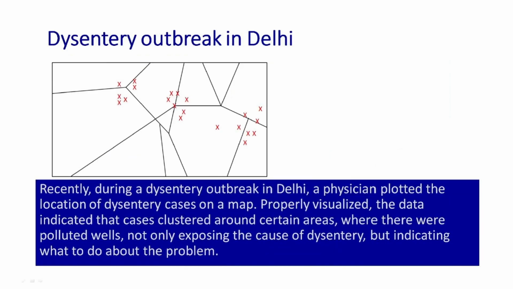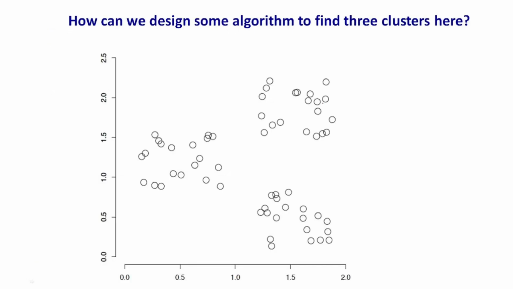So, let me give you an example. Let us say you have a dysentery outbreak in Delhi, and somebody is trying to plot these outbreaks on a map. You can clearly see the data are clustered around certain regions. This means the reason for the outbreak may be related to some polluted wells, which expose humans to the dysentery bacteria. So, we can work on it, improve the water quality and take care of the dysentery problem.